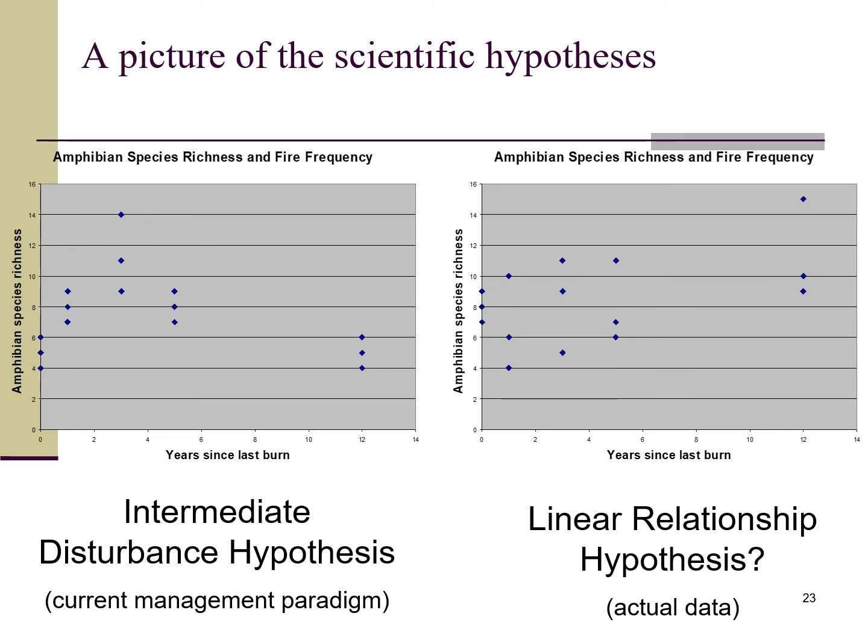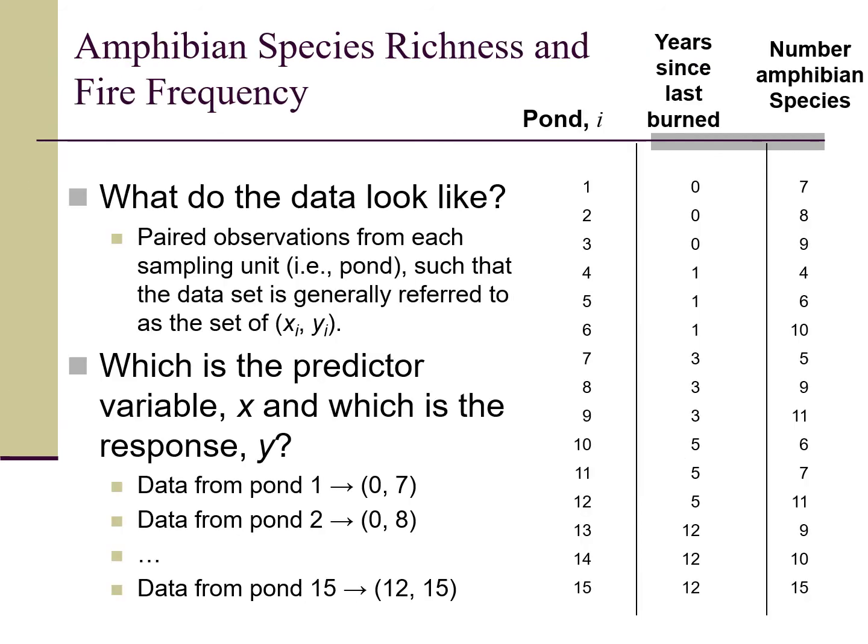Okay, and this is actual data of years since last burn and species richness. It seems like there's a lot of variability, but on the other hand, there also seems to be a nice trend of increasing species richness with the number of years since last burn. So what would the data look like for this? Well, in this case, our unit of analysis is a single pond. So we have 15 ponds here. We have for each pond the years since last burned.